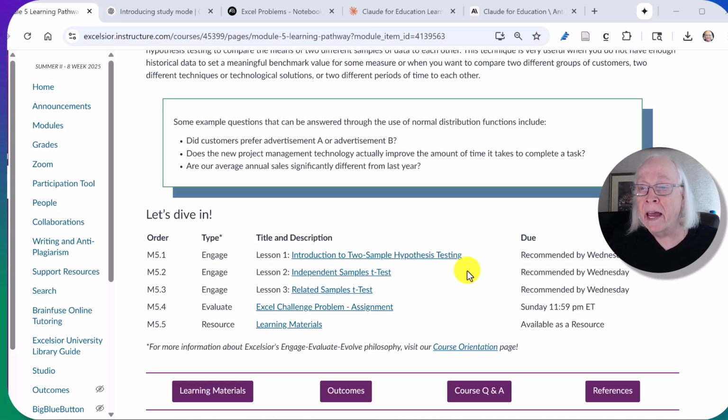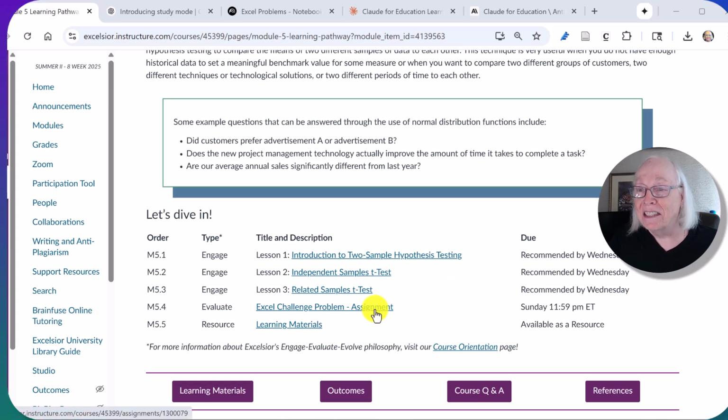Okay, and a related sample. One example of that, a common one, is the same person on a before and after of a training program, for example. But there's other ways that they can be related. And then we've got an Excel challenge problem, and then the learning materials. Now these learning materials are basically the videos that they show you in these 3 lessons. And again, it's recommended that you get these 3 things done by today.